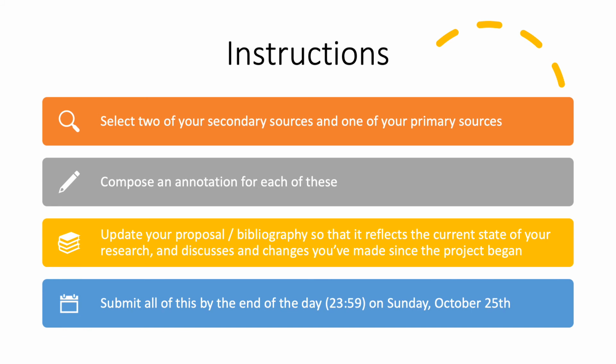All right, so first, what exactly are those instructions? The first thing that I should say here is that you are not required to produce annotations for all of your sources. At this point in your research, you've got a list of 10 sources. 7 of them are secondary sources, 3 of them are primary sources, but you only need to write annotations for 3 of them, specifically 2 secondary sources and 1 primary source. So you get to choose.